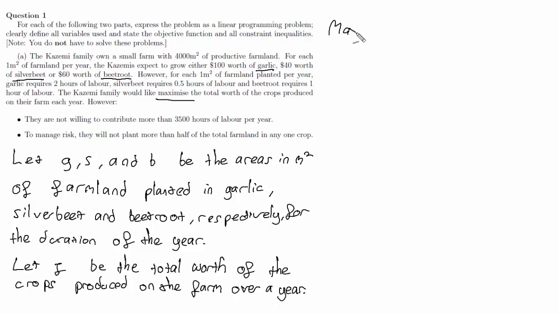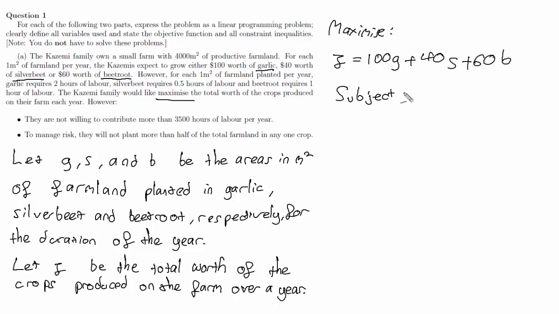We say we want to maximise Z, which is equal to 100 times G plus 40 times S, a silver beet, plus 60 times B for beetroot. And then this is subject to constraints, so we say subject to.